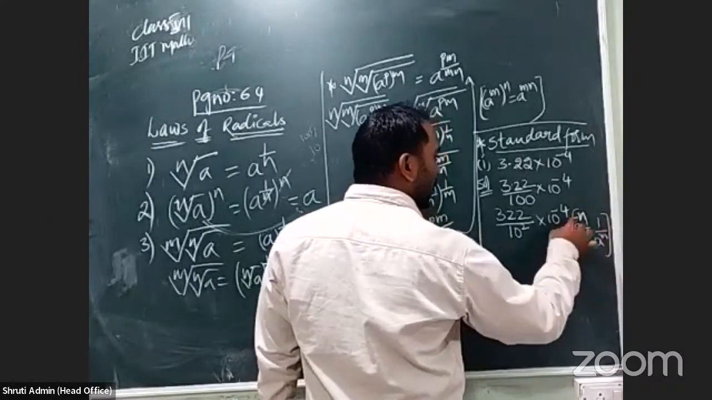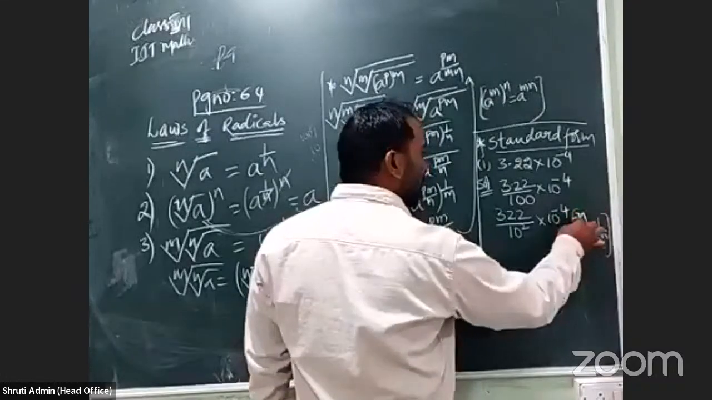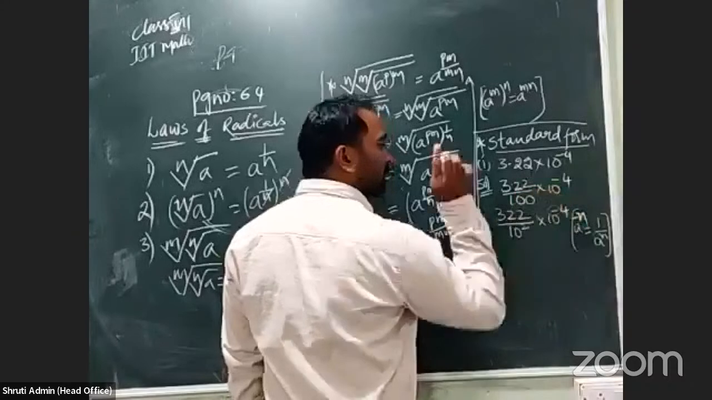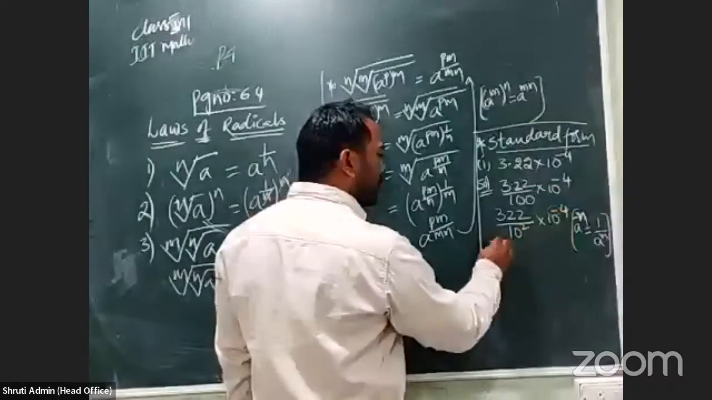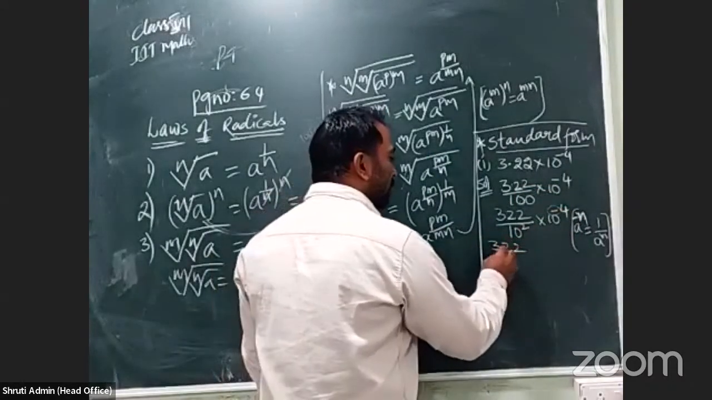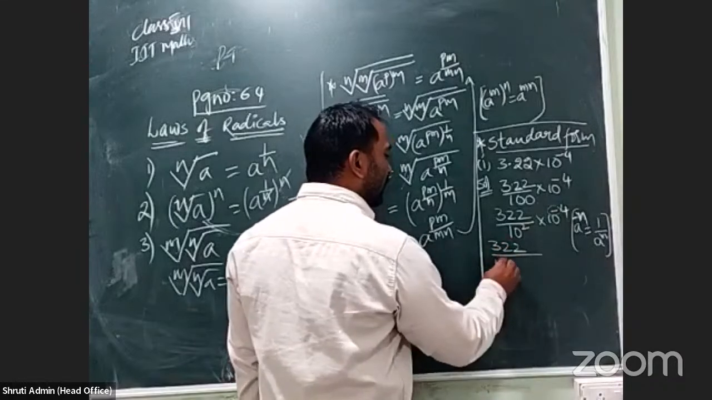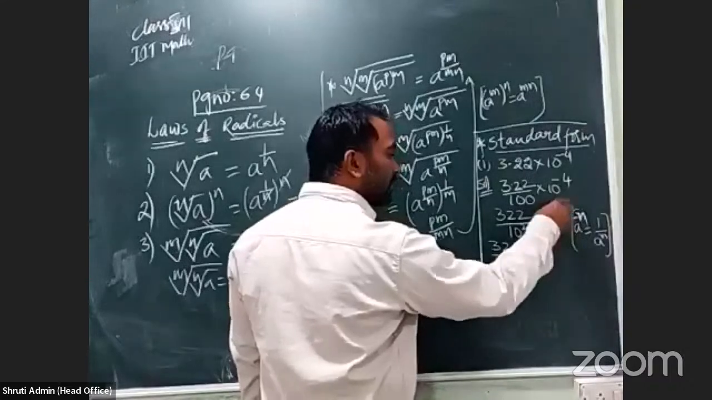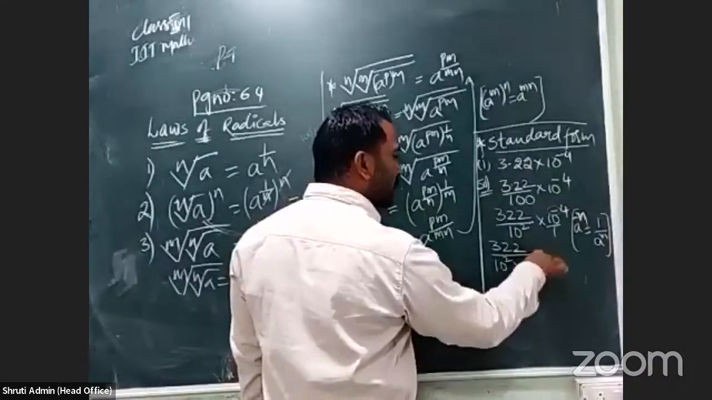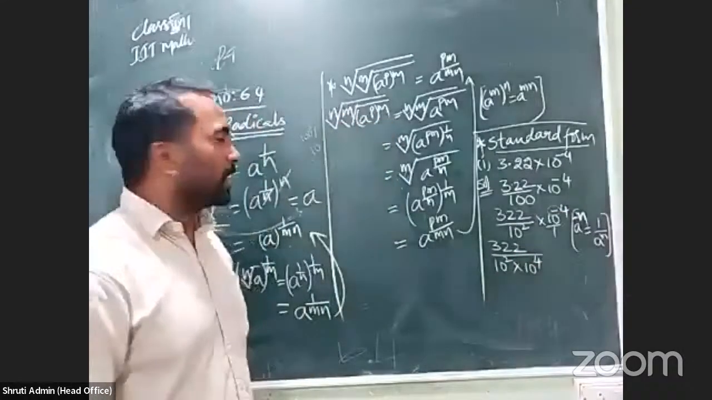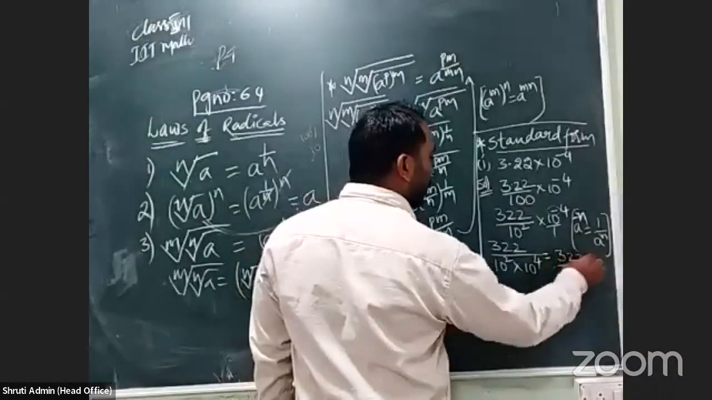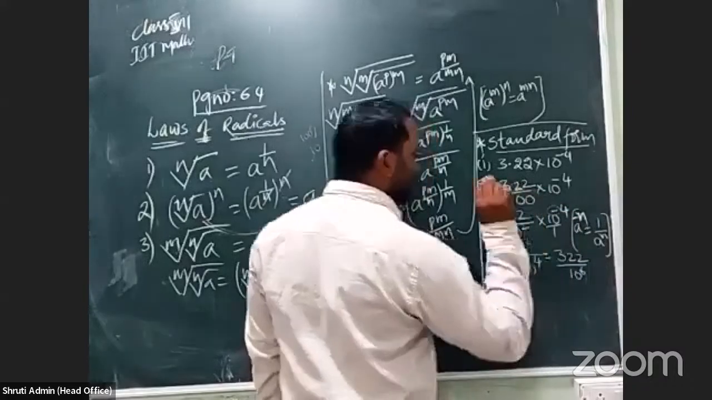Yes or no? I want to remove this minus, so it comes to the denominator. Here also, I want to remove this minus, so it comes to the denominator. So 322 by 10 square into this 10 power minus 4 is in the numerator. When it is brought to the denominator, it will become 10 power 4. Understand? So this can be read as 322 by 10 power 6.